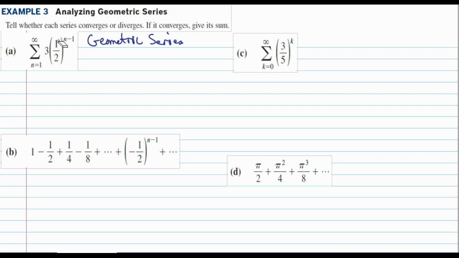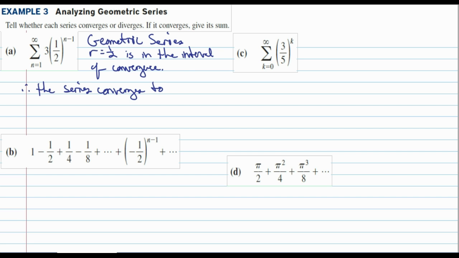The r value in this case is 1/2. Every time you're getting multiplied by 1/2. And 1/2 is in the interval of convergence. That's between -1 and 1. So I know that this series is going to converge. It's going to converge to what that formula was, the coefficient of the first term. So if we plugged in 1, 1/2 to the 1 minus 1, 1/2 to the 0 is 1. So we're left with 3. 3 is in the numerator over 1 minus the r value, which would then be 6. So this series, if I added up infinitely many terms, is going to converge to 6.